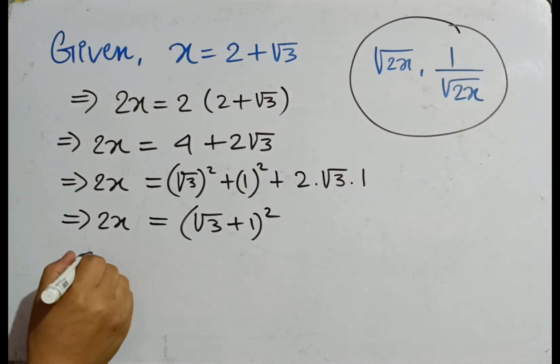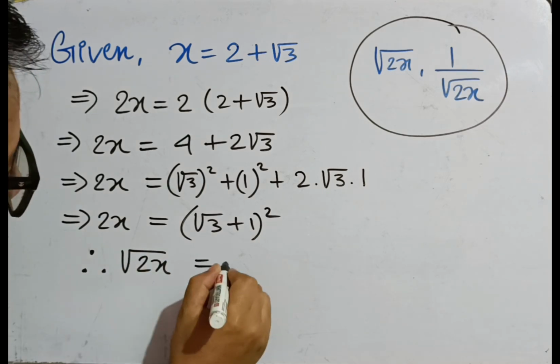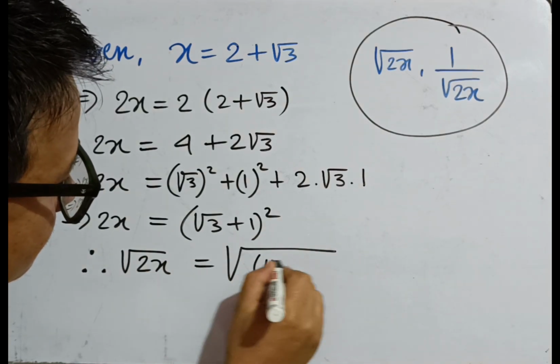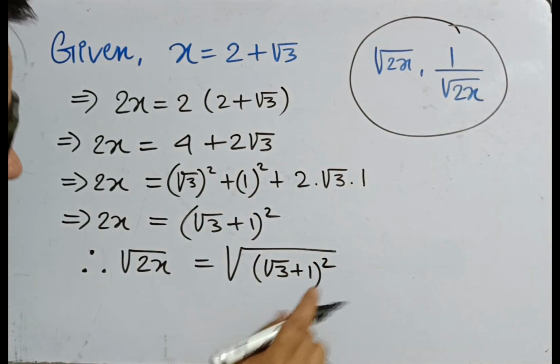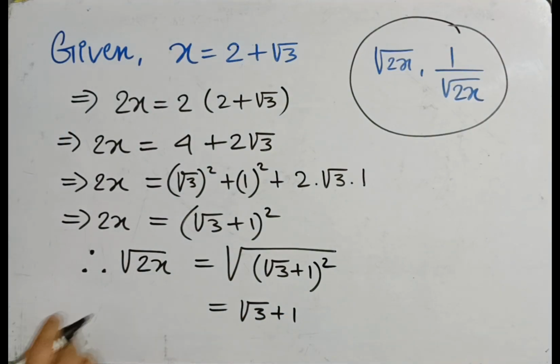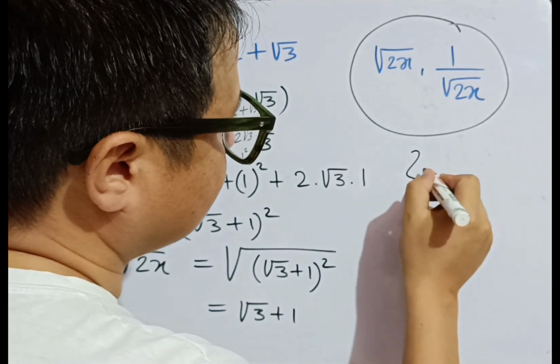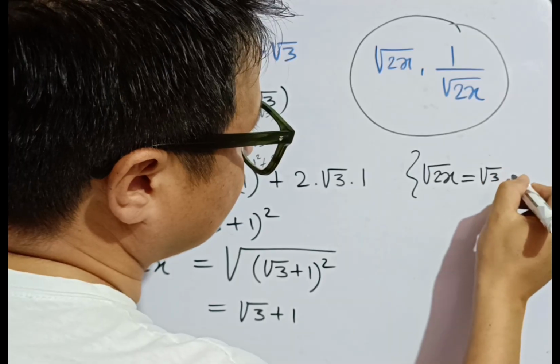Now from this we can calculate the value of root 2x. Now using square root on both sides, it becomes root 2x is equal to square root of root 3 plus 1 whole square. And the right hand side becomes root 3 plus 1. Therefore, the value of root 2x is root 3 plus 1. And from this, we can calculate the value of 1 upon root 2x. So, let us write the obtained value of root 2x here, which is equal to root 3 plus 1.